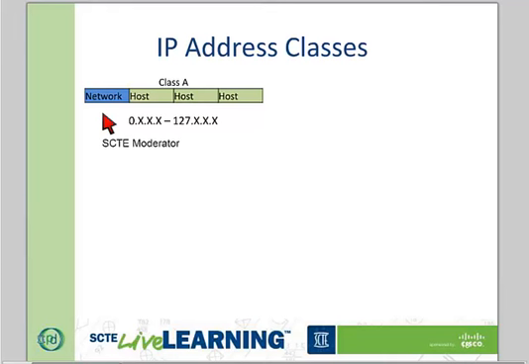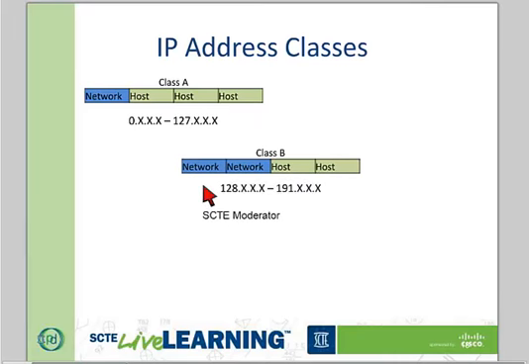So 2 to the 7th will give me 128. And I can't use 127 because that's a local loopback. And I can't use 0 because that's a default gateway or gateway of last resort. So what we're saying here is that Class A networks go from 0 to 127, and we can't use 0 and we can't use 127. Then the rest of the octets all belong to the host. That is 8 bits here, 8 bits here, 8 bits here. That's 24 bits, or 2 to the 24th power, or 16,777,216 IP addresses on a Class A network, minus 2, because you can't have the network ID and you can't have the broadcast ID.